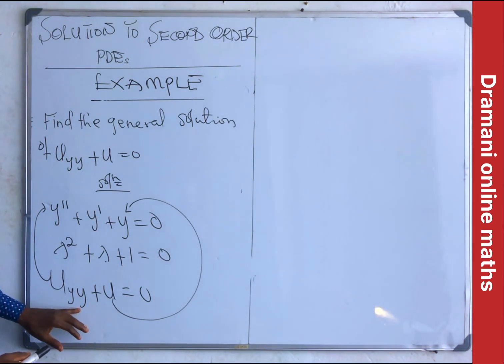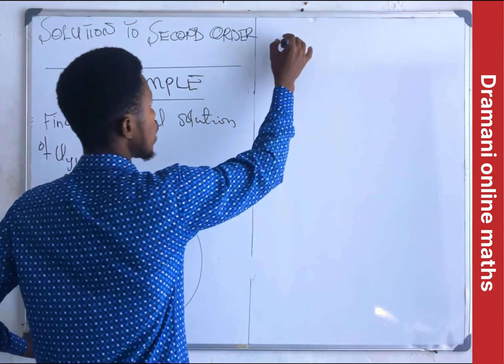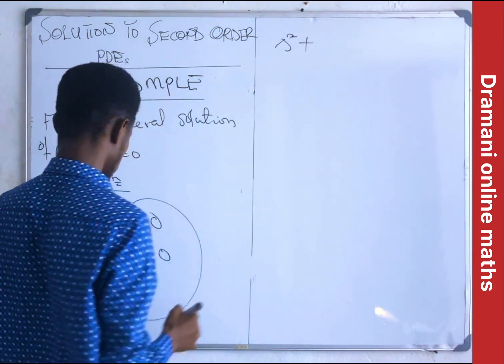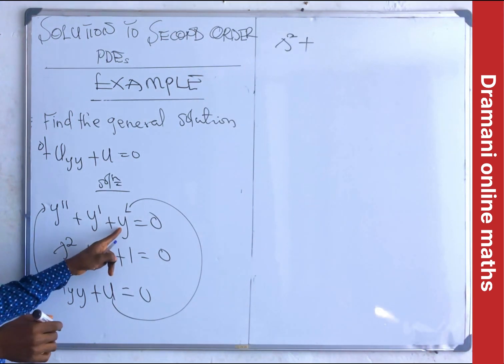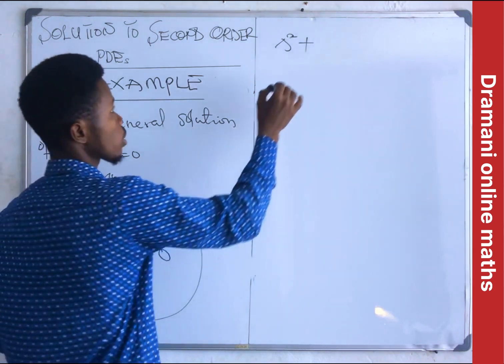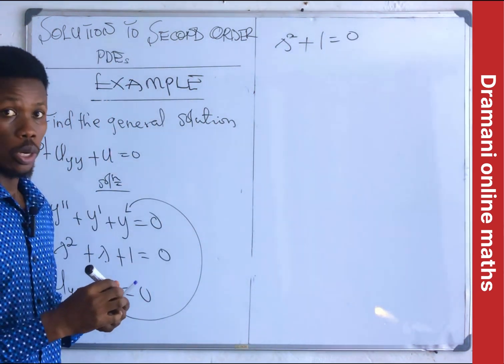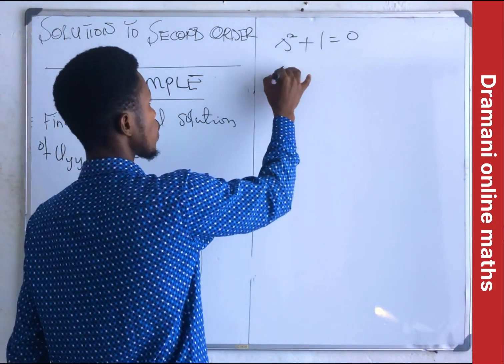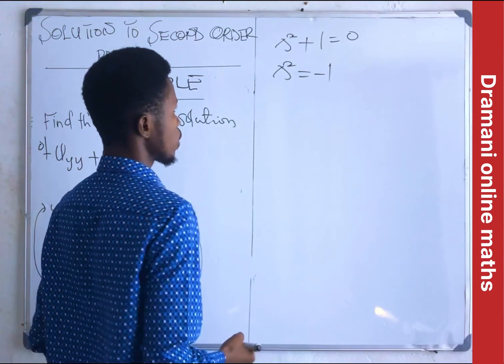Okay. So if I'm to write this, it means I'm going to have uyy will be lambda squared. The u, in fact, we pick the coefficient of the unknown function. So the coefficient of y is 1. Here to the u, the coefficient is 1. So plus 1 equals to 0. Then we solve this characteristics equation. So if you solve this, we have lambda squared equals negative 1.